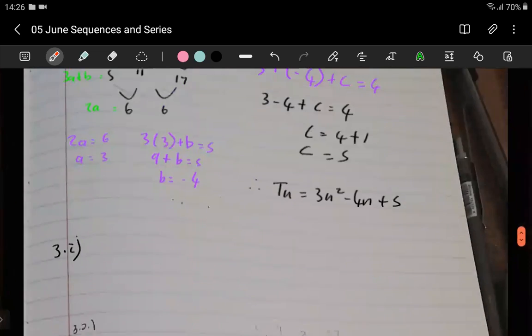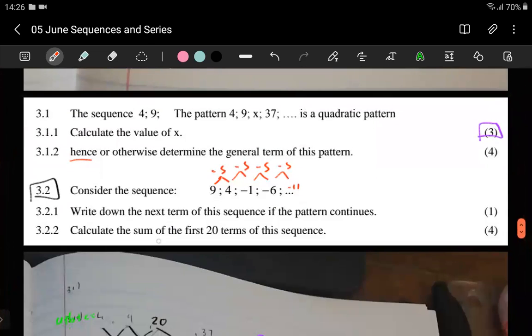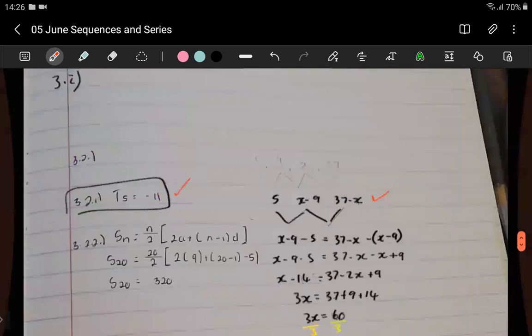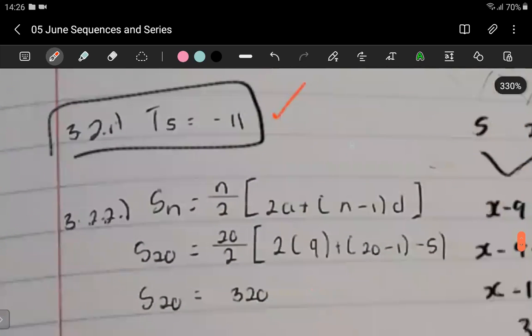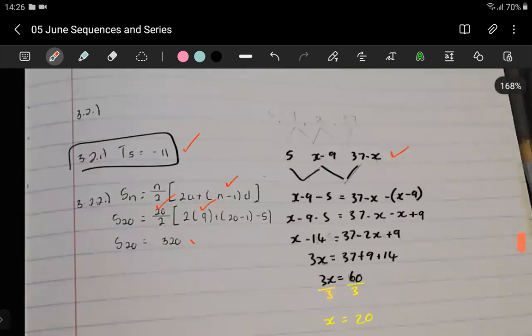3.2.2 says we should calculate the sum of the first 20 terms in the sequence for 4 marks. So yes, it's definitely arithmetic. So this is the formula. a is 9, n is 20. And then there we go. So life is good.